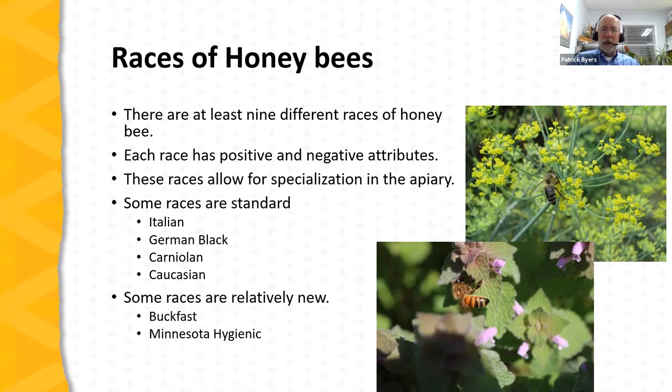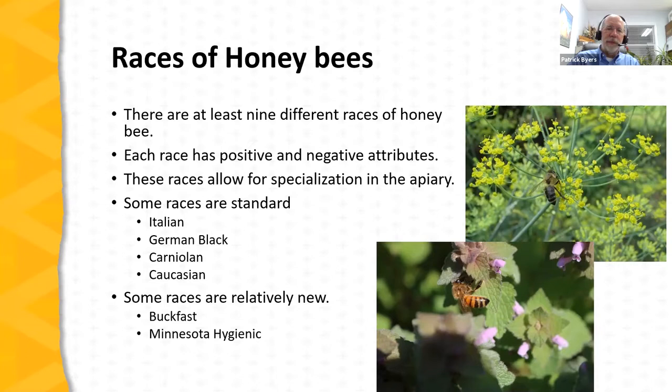These races actually allow for specialization in the apiary. Now we have some standard races that have been part of beekeeping for many, many years. You know, Italian bees are probably one of the most widely kept races of honeybees. In that lower picture there, again, on the dead nettle, that's an example of an Italian bee. They're golden in color with dark bands on their abdomens.